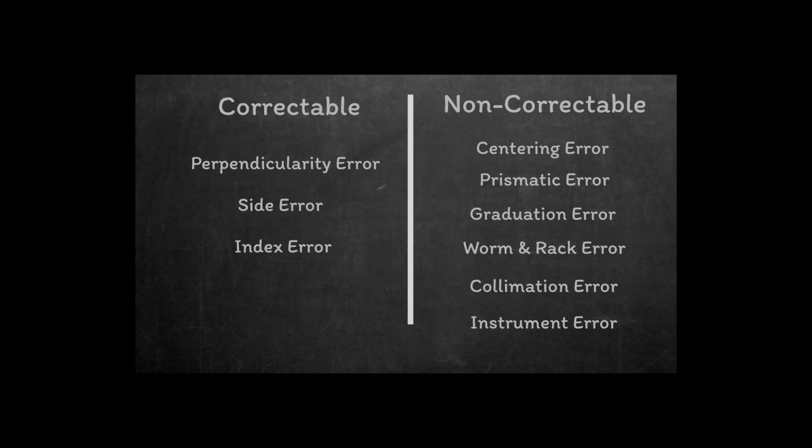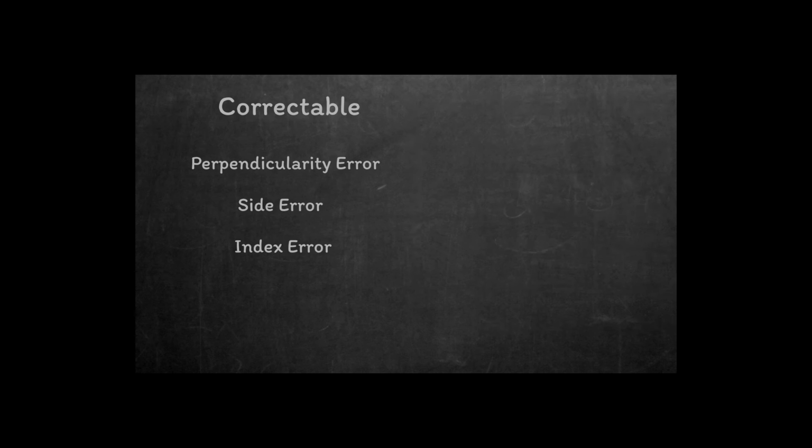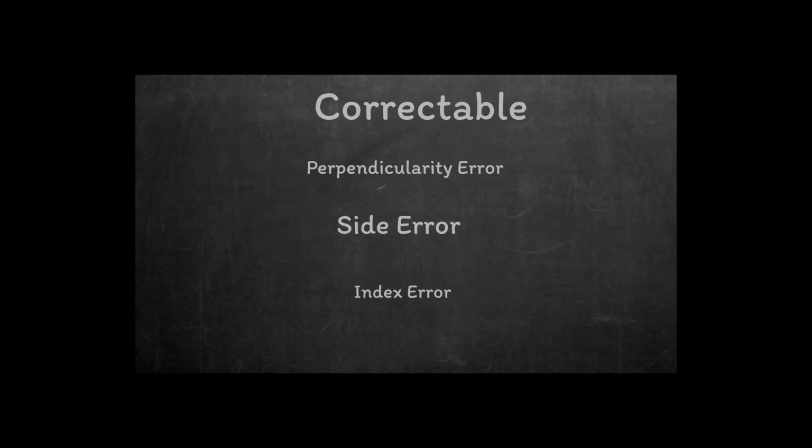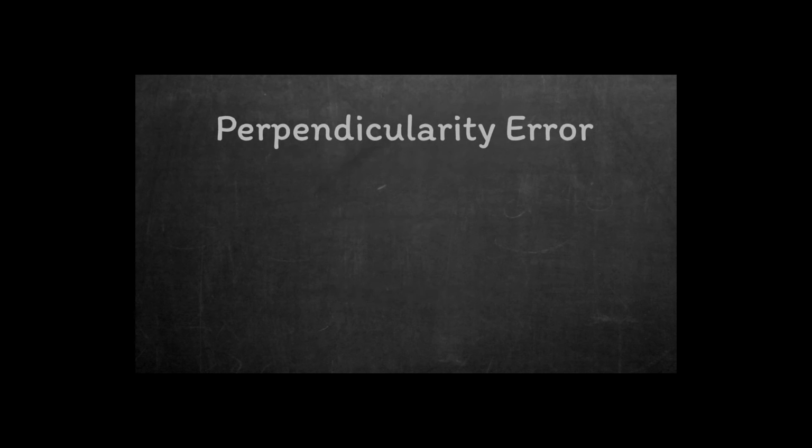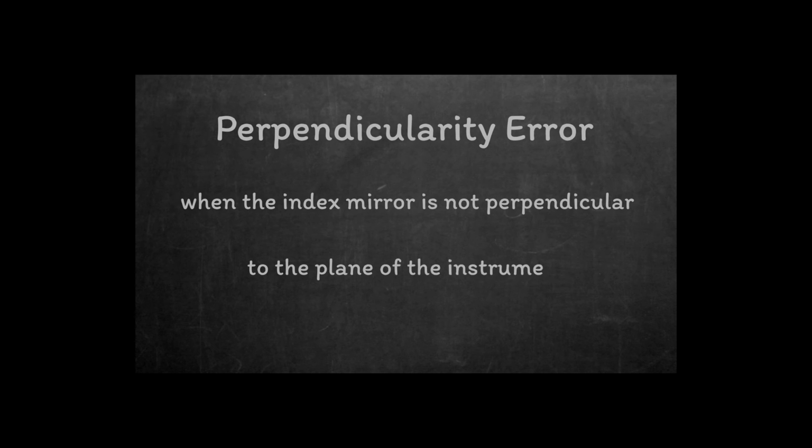Now we can move on to the correctable errors. For the correctable errors you need to correct them in the right order. First you've got the error of perpendicularity. This describes the error caused when the index mirror is not perpendicular to the plane of the instrument.